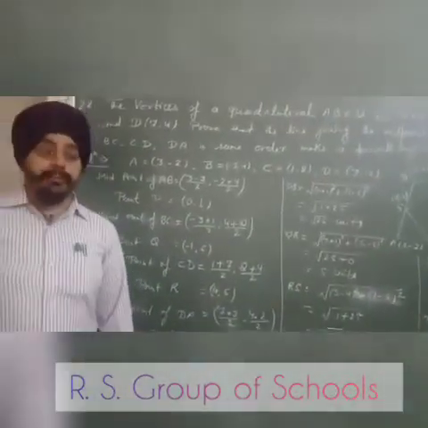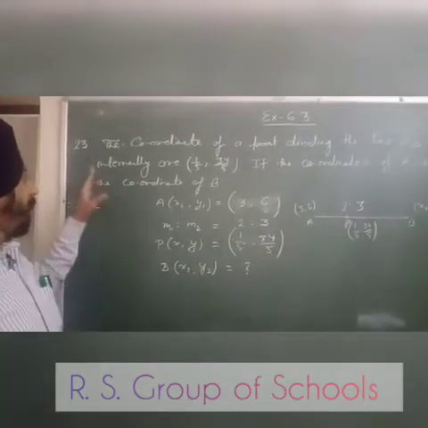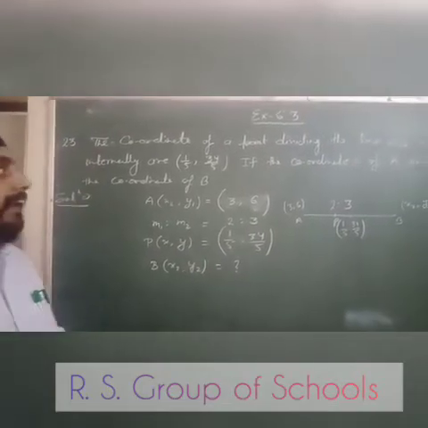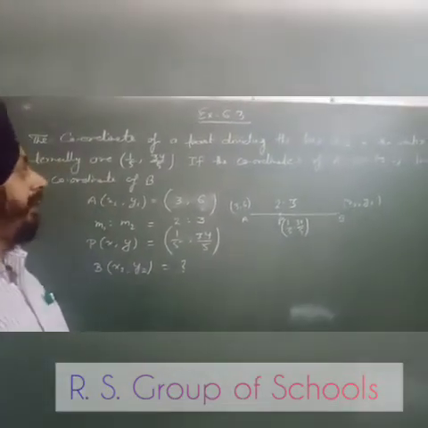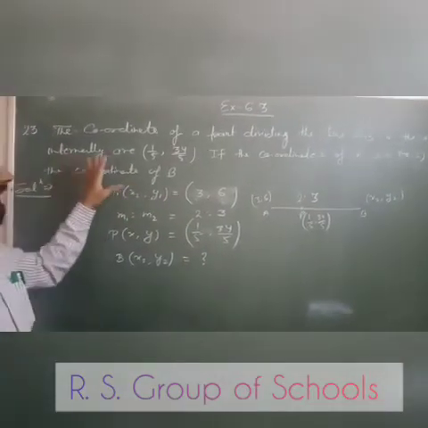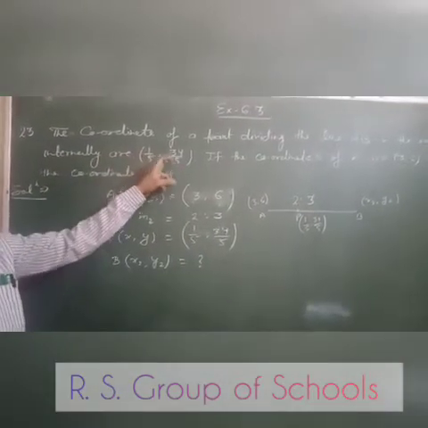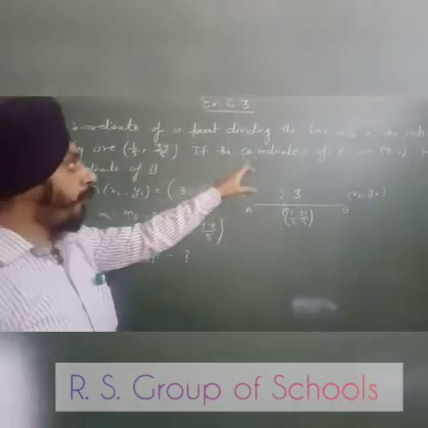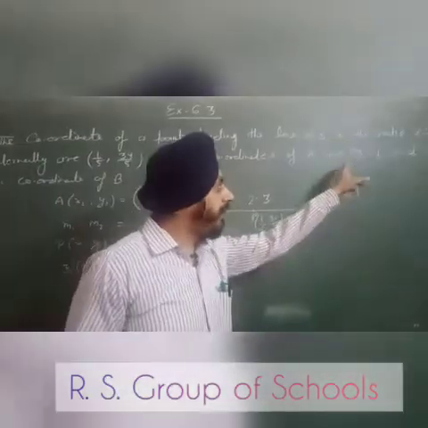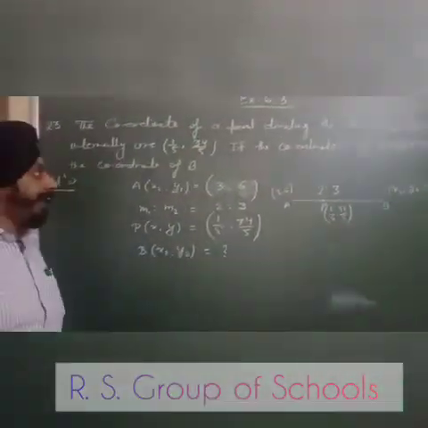Now we see the next question. Our next question: the coordinates of a point dividing the line AB in ratio 2:3 internally are (1 by 5, 34 by 5). If the coordinates of A are (3, 6), find the coordinates of B.